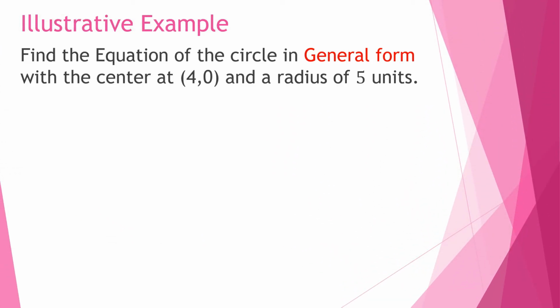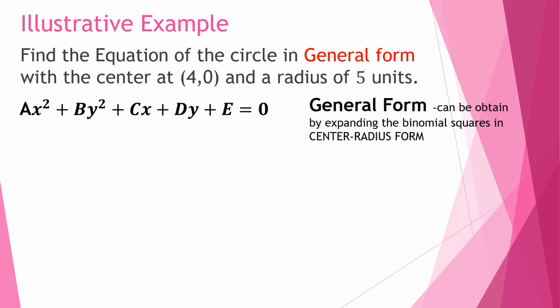Find the equation of the circle in general form with the center at (4, 0) and a radius of 5 units. Again, since we're asked to find the general form, we're going to have the equation in the form ax squared plus by squared plus cx plus dy plus e equals 0, which is the general form of the circle that can be obtained by expanding the binomial squares and equating your equation to 0. To do that, we're still going to use the center-radius form, which is (x - h) squared plus (y - k) squared equals r squared.